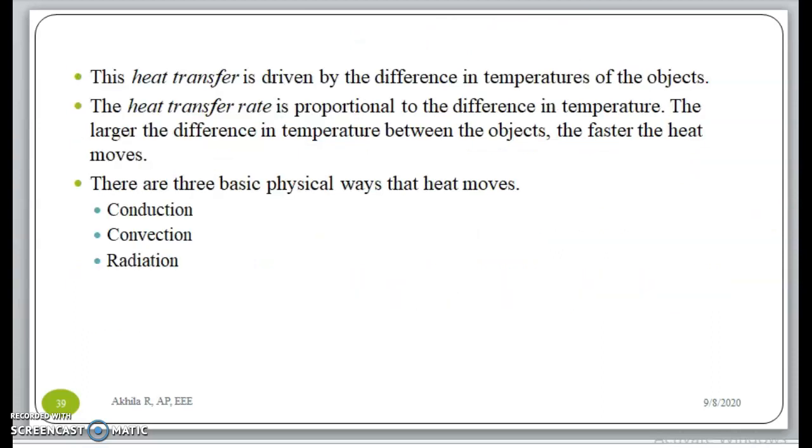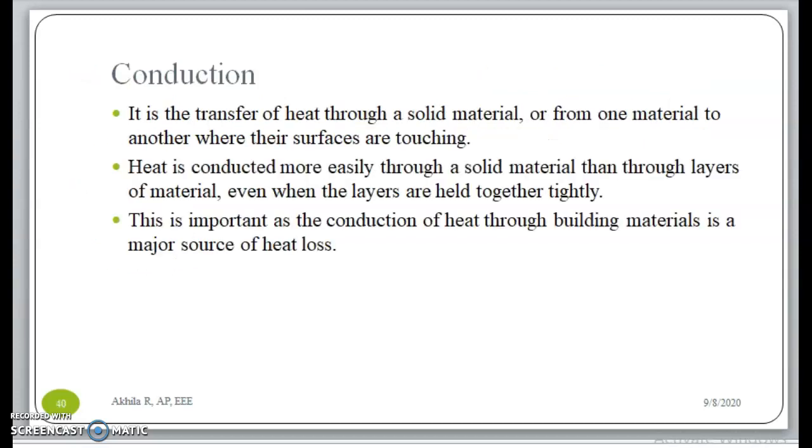So the heat transfer is driven by the difference in temperatures of the objects, and it is proportional to the difference in temperature. The larger the difference between the objects, the faster will be the heat transfer. Okay, so more physical ways are conduction, convection, and radiation.